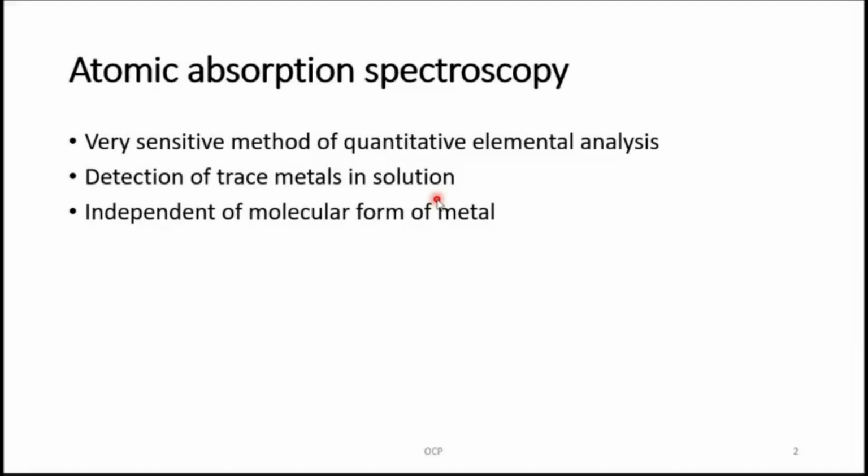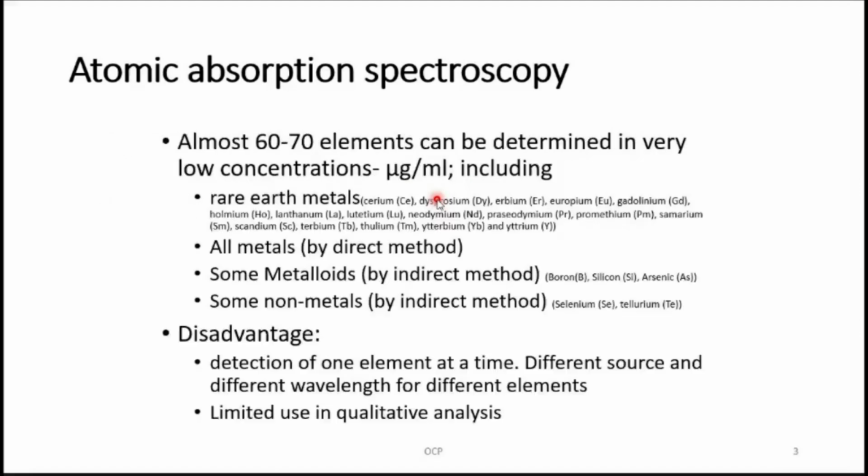It is independent of the molecular form of the metal. Whatever the molecular form may be, a complex, a salt, or an organic compound, it has the capability to detect that metal in the sample. For atomic absorption spectroscopy, almost 60 to 70 elements of the periodic table can be determined in very low concentration, in micrograms per ml, including rare earth metals such as cerium and dysprosium. I don't know whether you have heard these names or not. The reason you did not hear them is that they are present in trace amounts in nature.